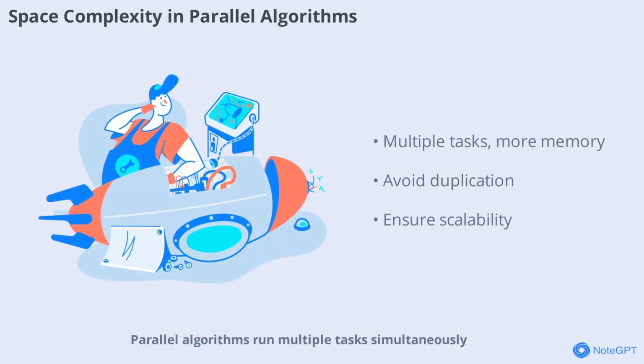Parallel algorithms run multiple tasks simultaneously, which can increase space complexity due to duplicated data or communication buffers. Efficient parallel algorithms carefully manage memory to avoid unnecessary duplication and ensure scalability across many processors.